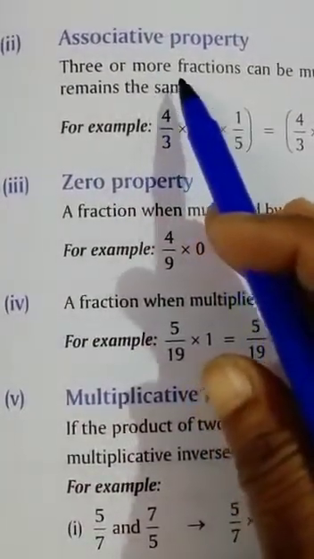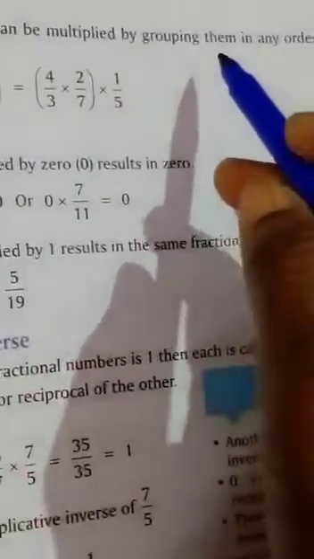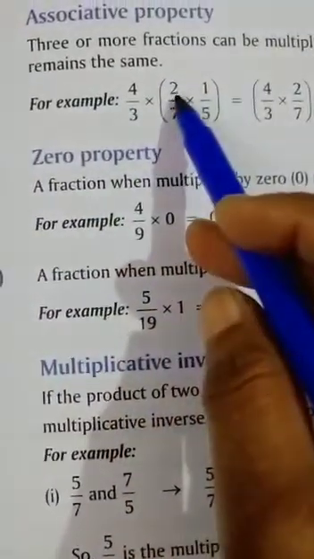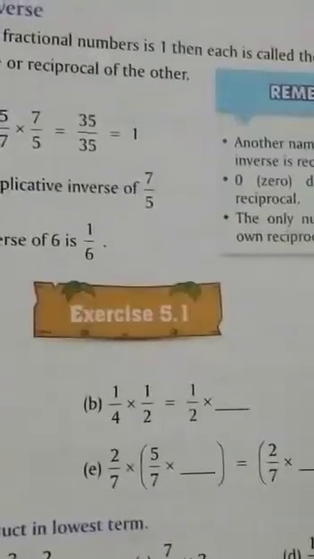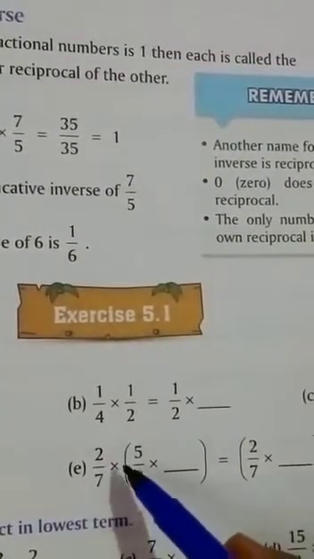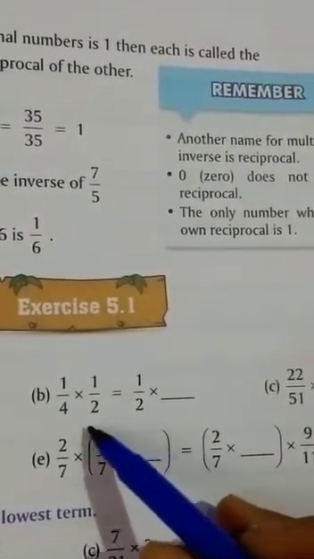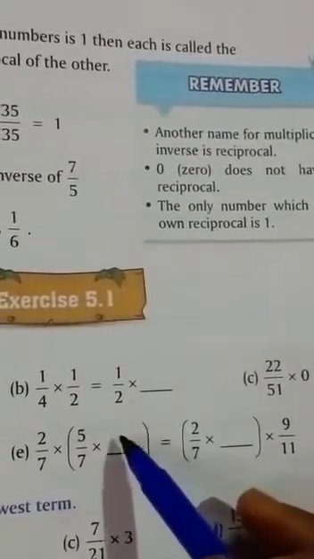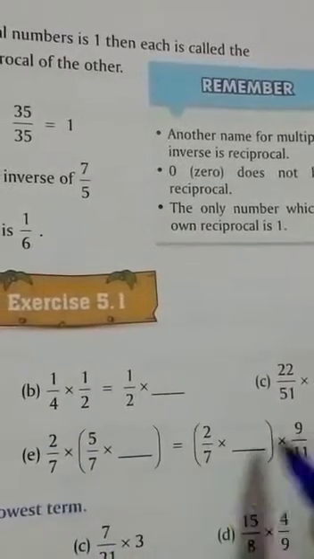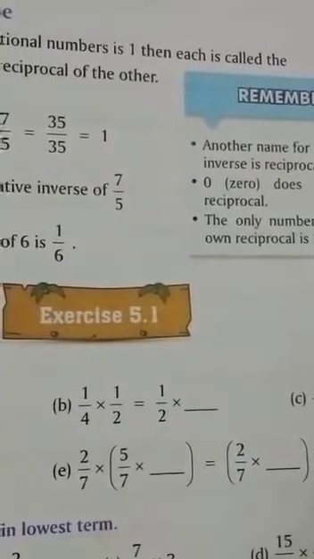Second property, associative property. 3 or more fractions can be multiplied by grouping them in any order. The result remains the same. You can group any two numbers, and your result will always be the same. Here you have seen 2 upon 7 multiply 5 upon 7. 2 upon 7 multiply, what is the second number? 5 upon 7. So you have to fill here 5 upon 7 and here 9 upon 11. The equal to sign means both sides are equal.